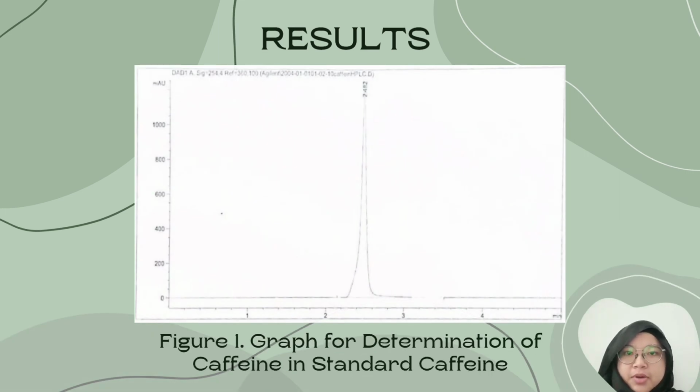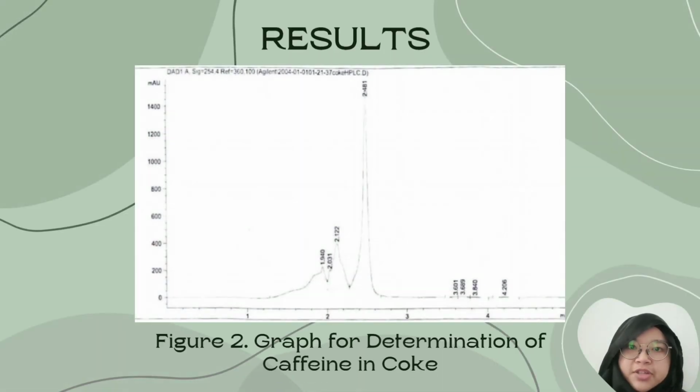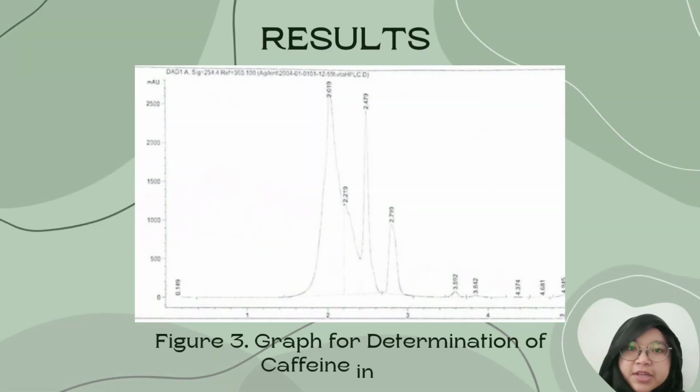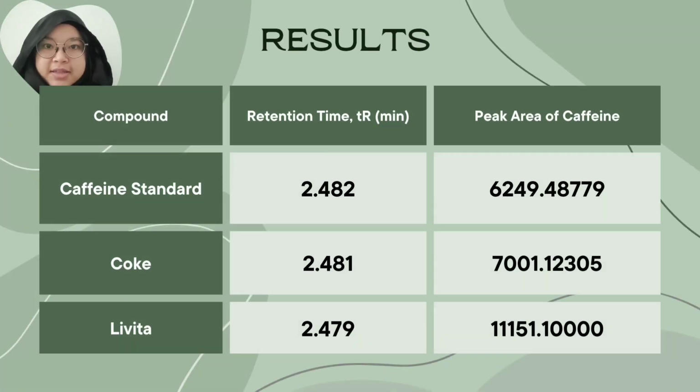I will be talking about the results and a bit of the discussion. On to the results. This slide shows Figure 1, graph for determination of caffeine in standard caffeine. Figure 2, graph for determination of caffeine in Coke. And lastly, Figure 3, graph for determination of caffeine in Levita. This is the tabulated results.